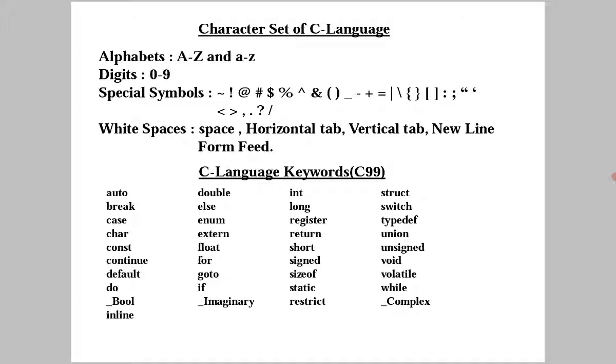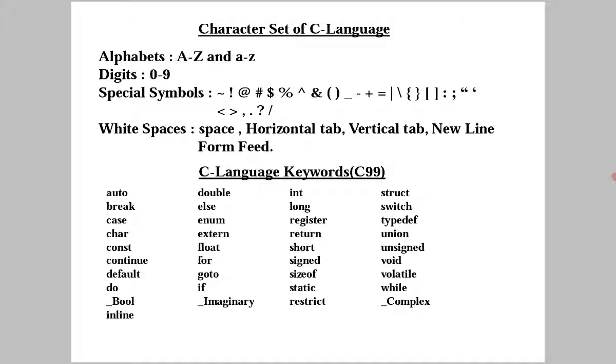Generally these symbols have a predefined meaning and purpose. They can be used in specific places only, and for a specific purpose only. Along with these symbols, other characters are also there, like white spaces, horizontal tab, vertical tab, and new line. The collection of all these things is called the character set of the C language.